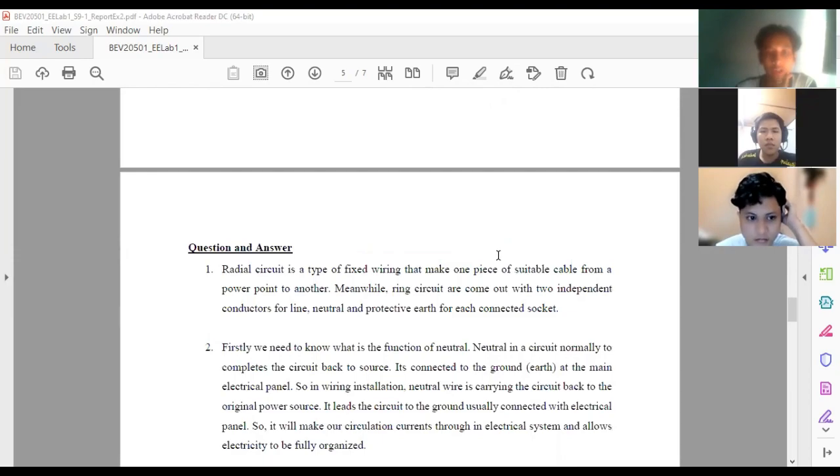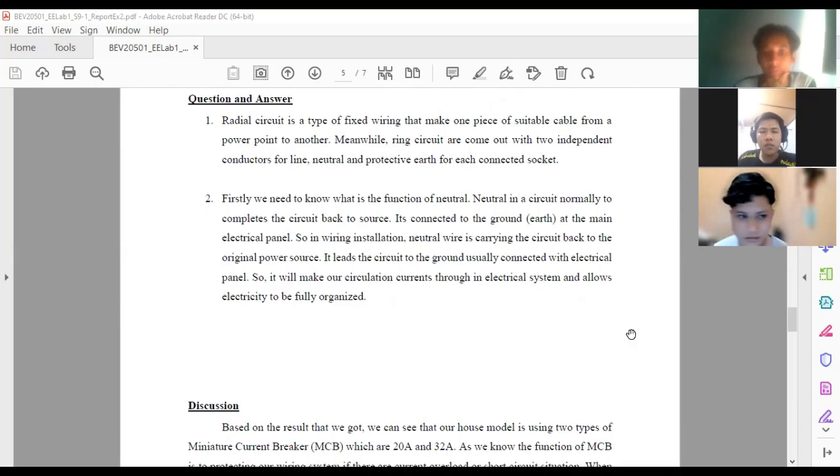And for question and answer, I will pass to Fikri Haris. Okay, for the first question, the question given is what is the difference between radial circuit and ring circuit in electrical wiring installation? A radial circuit is a type of fixed wiring that uses one piece of suitable cable from one power point to another. Meanwhile, a ring circuit comes with two independent conductors for line, neutral, and protective earth for each socket.